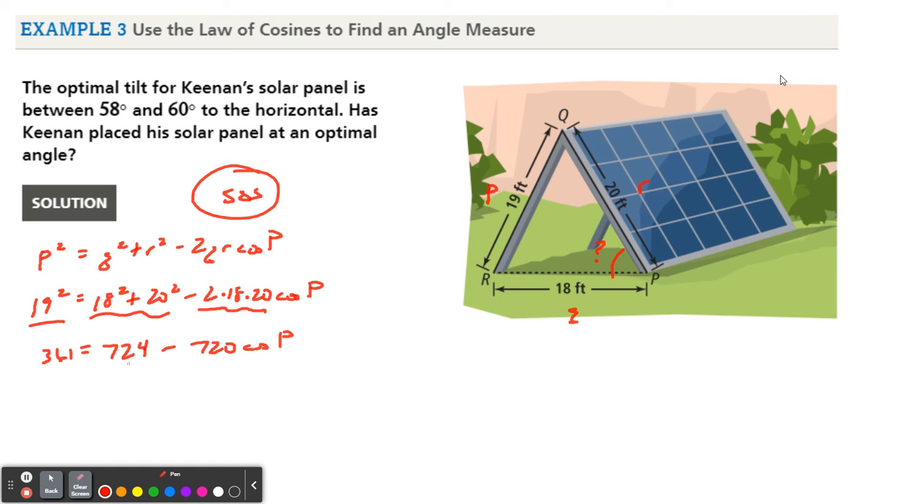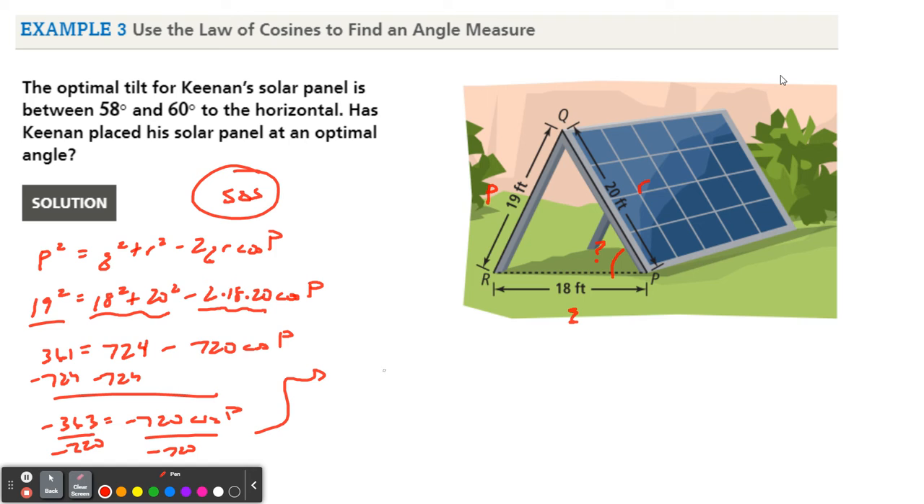Don't be tempted to combine the 724 and negative 720. That's wrong, and you won't get a right answer, so just be aware of that. Now we're going to move the 724 to the left by subtracting it. That gives you negative 363 equals negative 720 cosine of p. Then we divide by negative 720. The negatives cancel, and cosine of p equals 363 divided by 720.